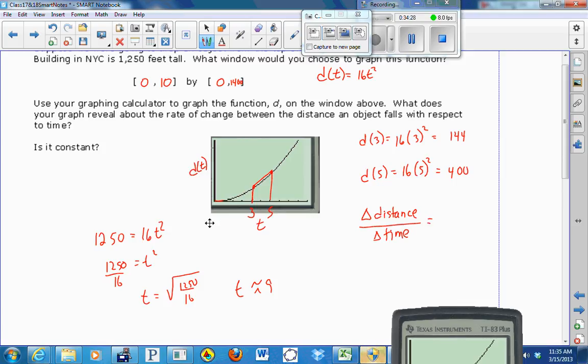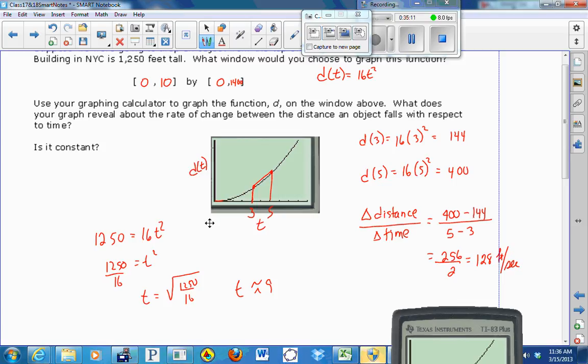Okay, so let's find that change in distance. 400 minus 144 over 5 minus 3. 400 minus 144 is 256, I think, over 2. And what's that? 128. Yes, everybody agree? 128 feet per second. So between these 2 points, the average rate of speed is 128 feet per second. Now, if this was a constant relationship and I went from 5 to 7, what would be the average rate of speed?